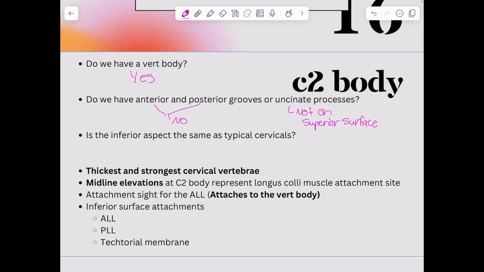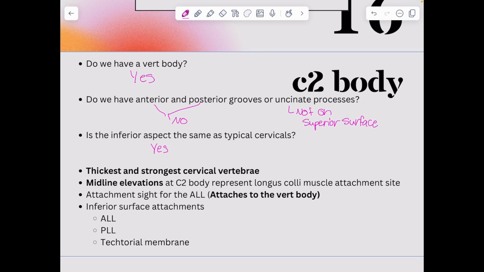Is the inferior aspect the same as typical cervicals? Yes. That's going to have the anterior and posterior lip, the right and left grooves, and then the spongy bone in the middle. And then this is the thickest and strongest cervical vertebrae.